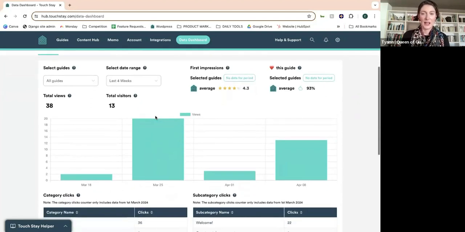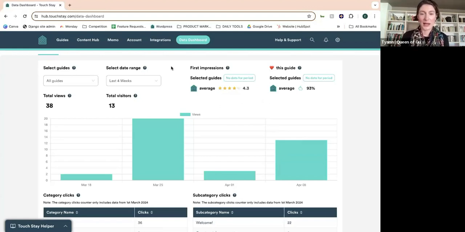So if we just take a very quick snapshot of what we can see here, the information that's on this graph here, and the information that's shown in this section, first impressions and the guide pop-up, that's showing the clicks and the views for all of my guides and for the last 4 weeks. That's maybe not particularly interesting for me, especially as I've not done anything in the last 4 weeks. No one's come to visit.